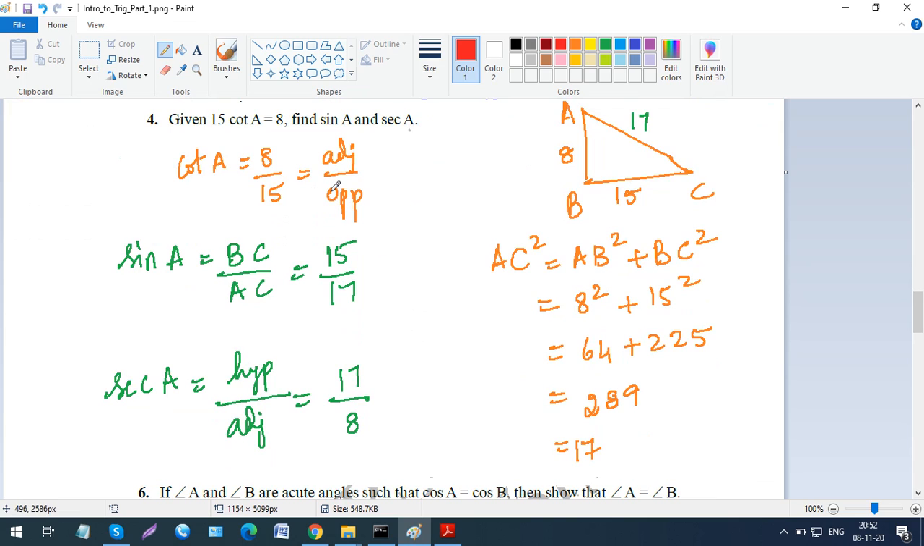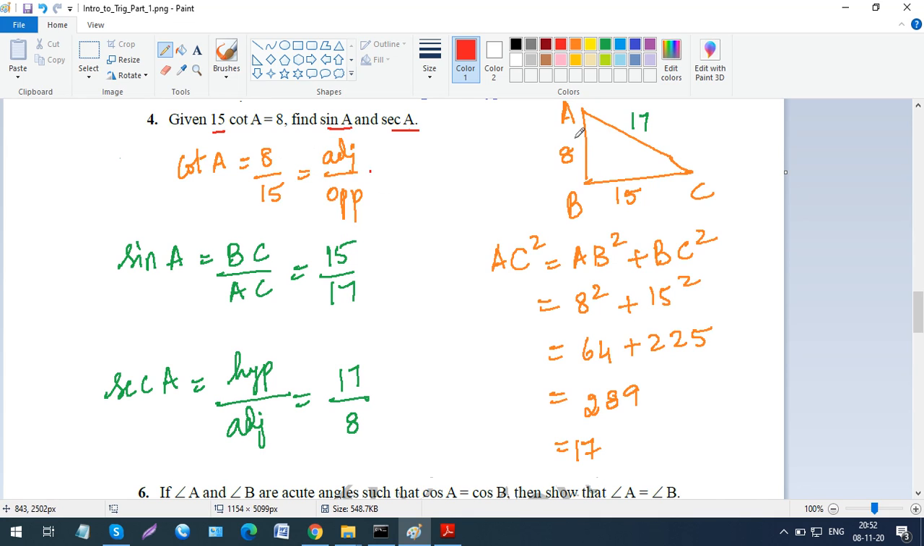They have given 15 cot A is equal to 8. You have to find out sin A and sec A. So do you see there is a 15 over here? You can move that 15 to the other side. So you get cot A is equal to 8 by 15. Cot is actually adjacent by opposite.